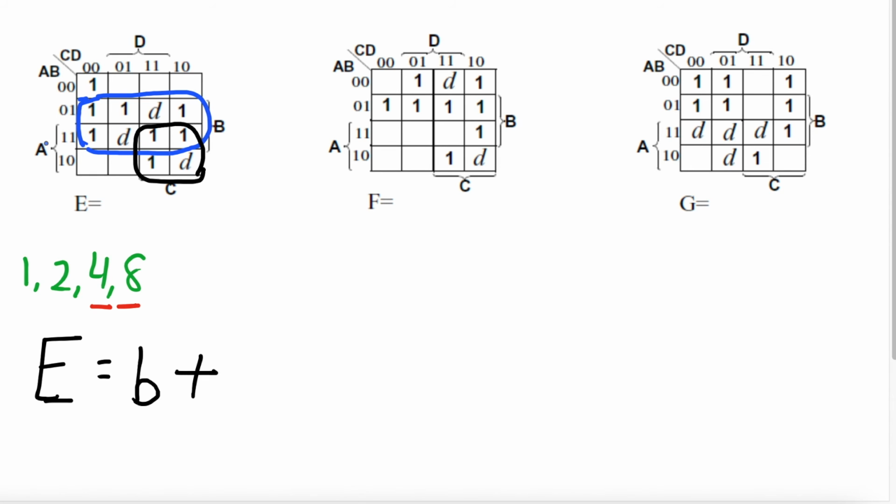For the top row, A is 1. For the bottom row, A is 1. So we know that A is going to be part of the equation, so we put down A. Let's see what else we have. For the first column, D is 1. For the second column, D is 0. So D cannot be used. For the first column, C is 1. For the second column, C is 1.